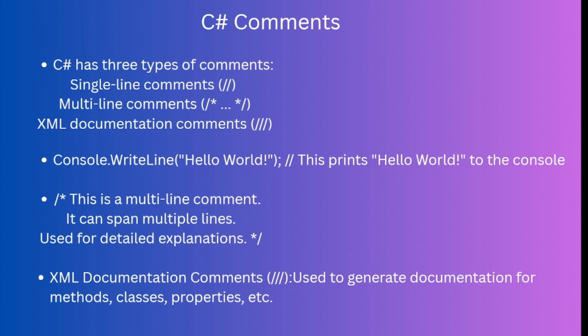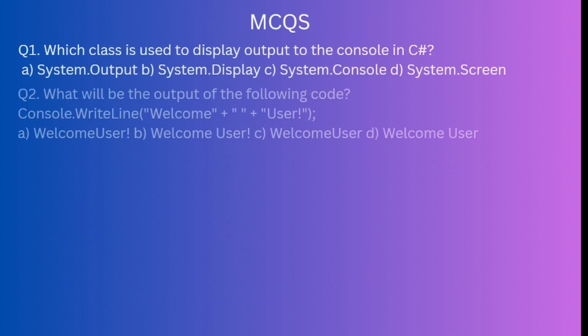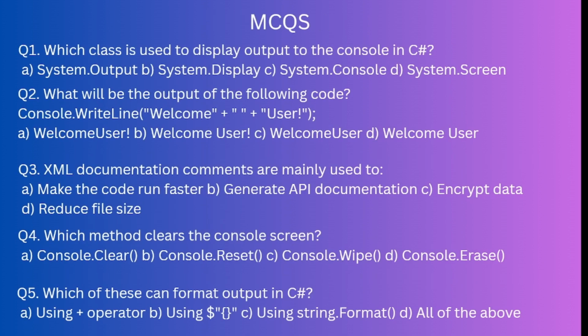And multi-line comments use a slash with a star. You can see it in the example at the lines. XML documentation comments, with three slashes, are used to generate the documentation for the methods, classes, and properties as well. So we are entering the MCQs.